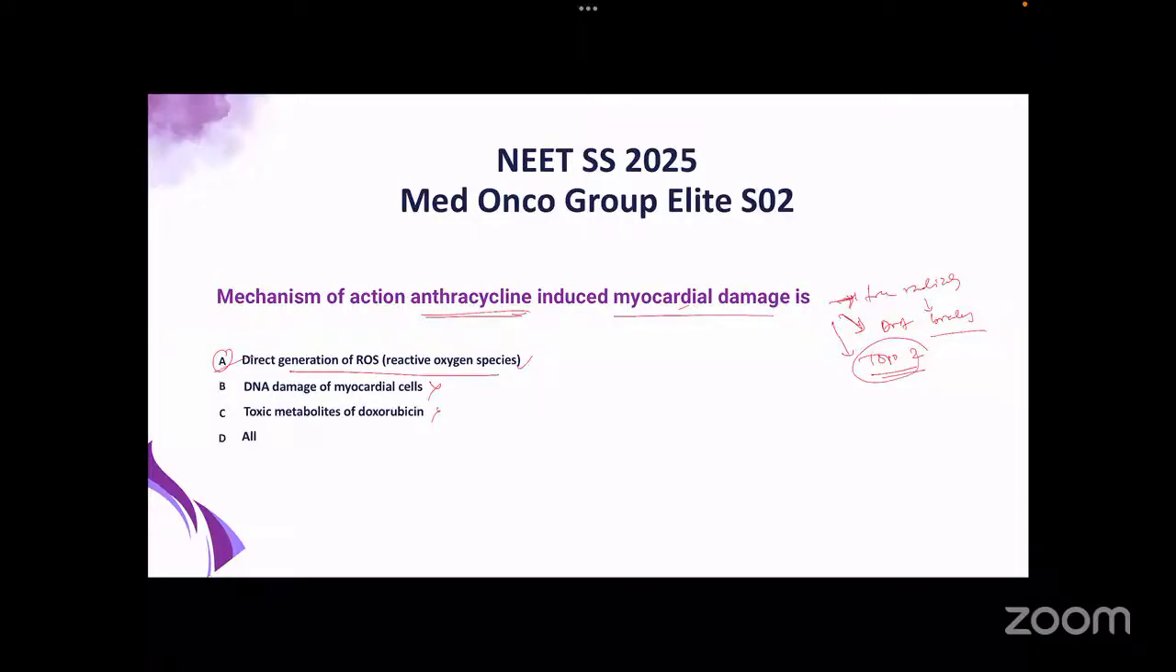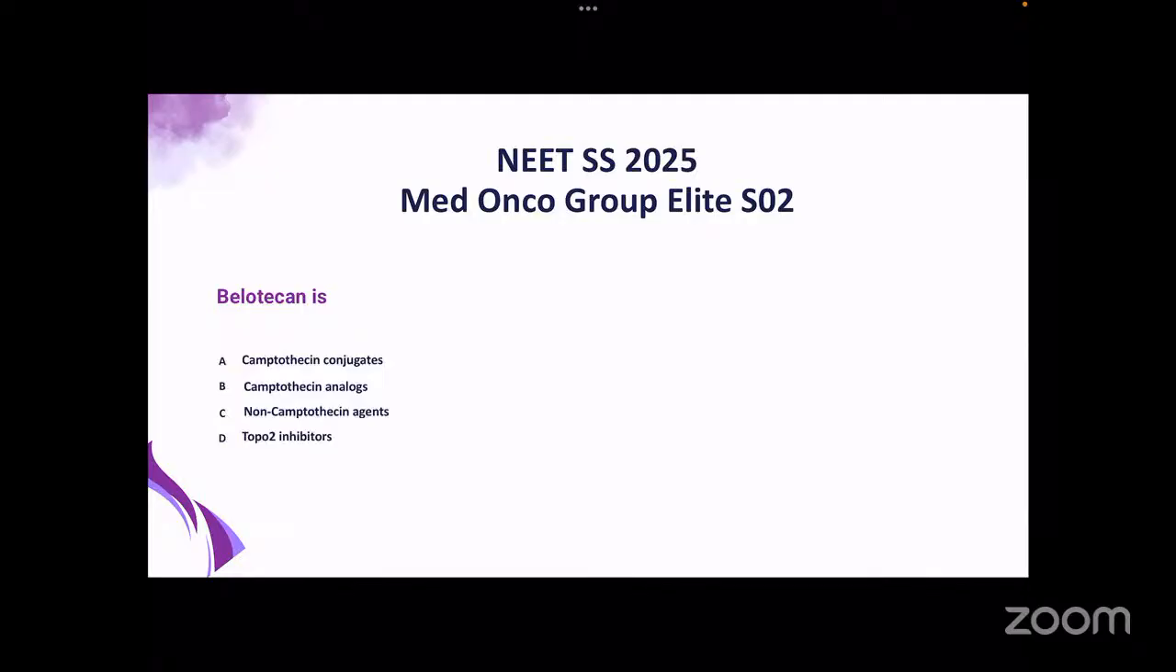What are the other agents in anti-tumor antibiotics? Anthracyclines, you know, doxorubicin, daunorubicin, epirubicin, and idarubicin. Non-anthracycline agents are mitomycin C, actinomycin D, bleomycin. So remember the names of all the drugs.